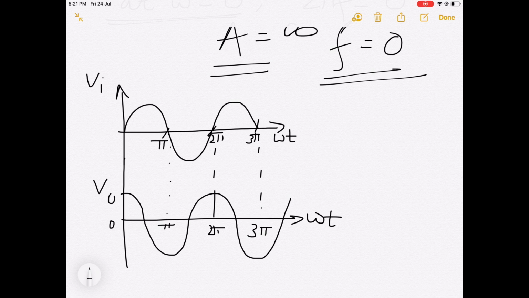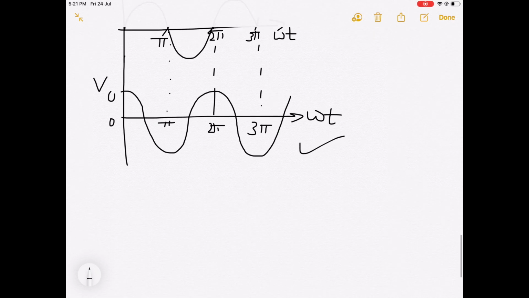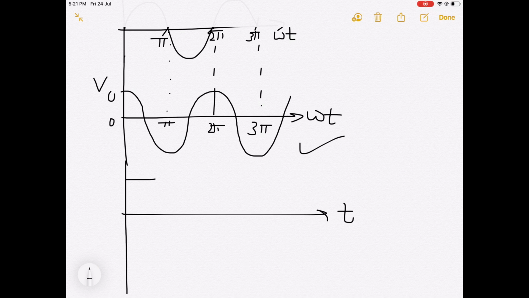So when I apply a sine wave to the integrator, I will get cosine at the output, and if I am applying a square wave at the input side, then what will be the output? So here we can draw a square wave, suppose like this.